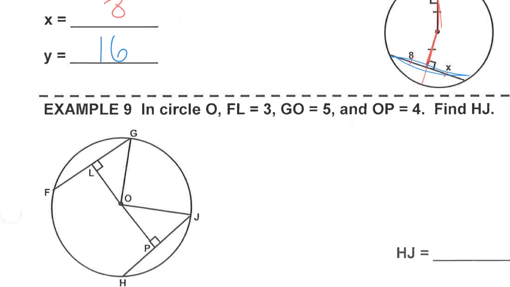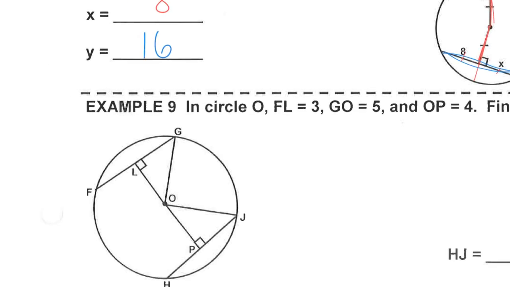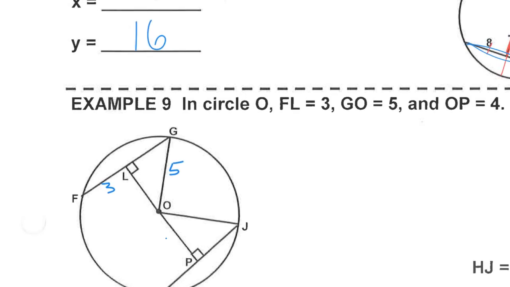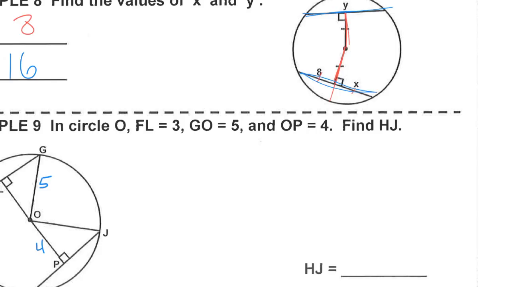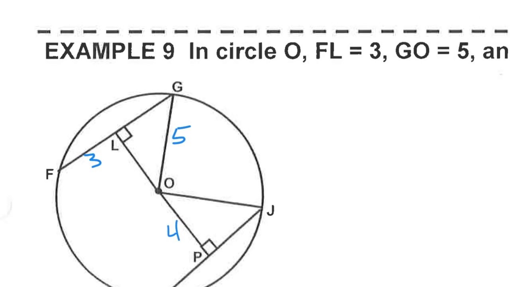Last one. In circle O, FL is 3. GO is 5. OP is 4. It says find HJ. Well, we have a lot of congruent things going on here. Let's see, we have our right triangles in there. This is a radius, so that means this is a radius, so that must be 5. If this over here is 3, so is that.